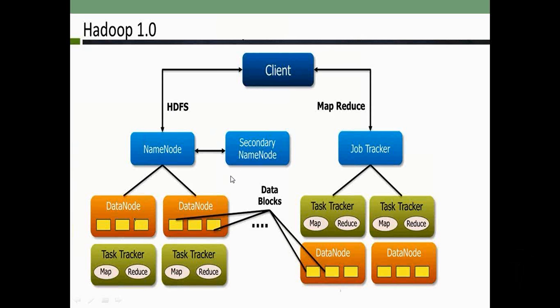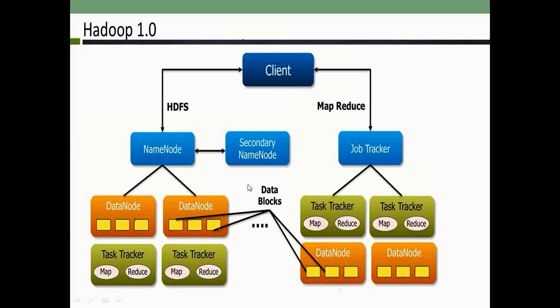Each machine will have the data node. Coming to the job tracker, the MapReduce part, we have one job tracker for the entire cluster, and each task tracker will be on each machine. And we have one secondary name node. So the name node, secondary name node and job tracker will be in the master. There is no hard rule about that.